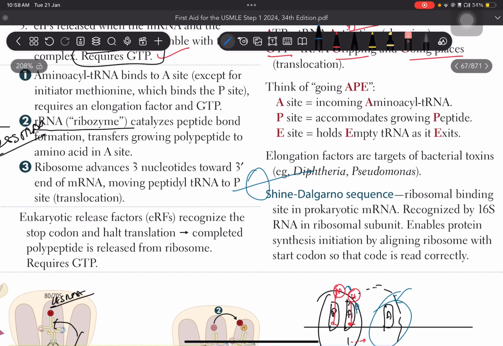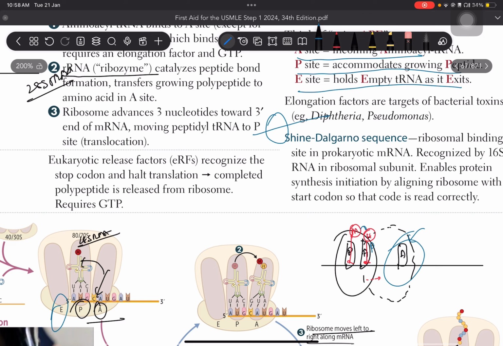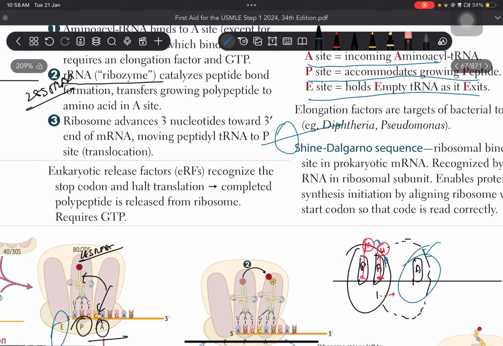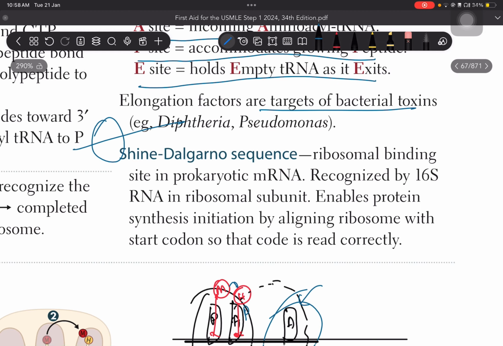The A site is for incoming tRNA, the P site is for accommodating the peptide, and the E site holds the empty tRNA as it exits. This is the E site. The ribosome advances 3 nucleotides towards the 3' end of mRNA, moving the polypeptide tRNA to the P site. Elongation factors are targets for bacterial toxins like diphtheria and Pseudomonas.